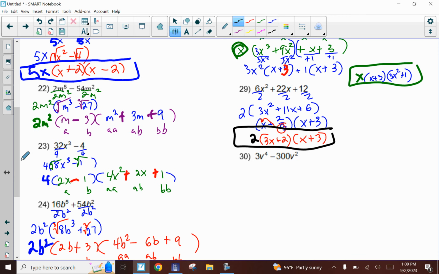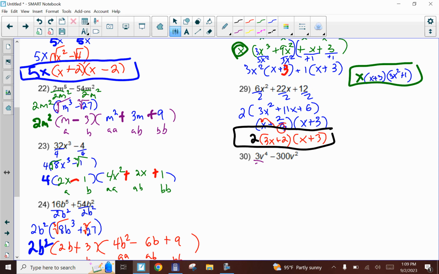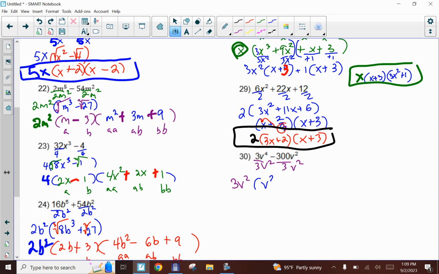Ooh, finally, last one. So GCF between 3 and 100, I don't need a calculator for that. That's going to be 3. GCF is the biggest number you can divide out of both of them. And we're also going to be able to take out some v's. Lowest exponent is v squared, so 3v squared goes in front. And then we're going to have v squared minus 100.